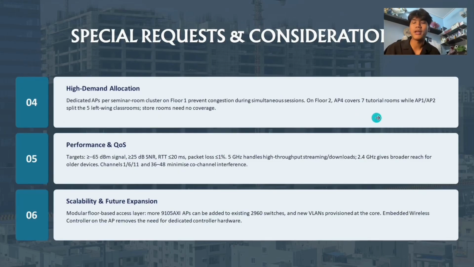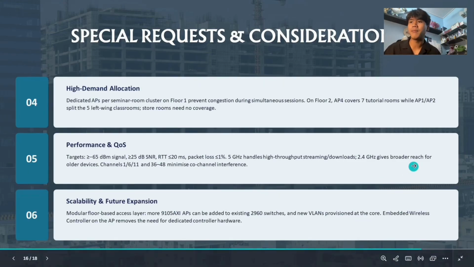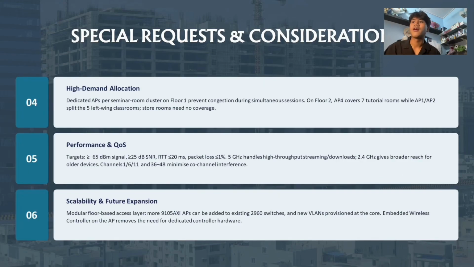Now 5 is performance and QoS. We split the load between the 5 GHz band for high throughput tasks like streaming and 2.4 GHz for broader coverage on all the devices, using non-overlapping channels to minimize interference. And 6 is that the design is scalable. More access points can be added to the existing switches, and the VLANs can be provisioned at the core without needing dedicated wireless controller hardware, since the 9105AXI has an embedded controller built in. That's all for me. Thank you.